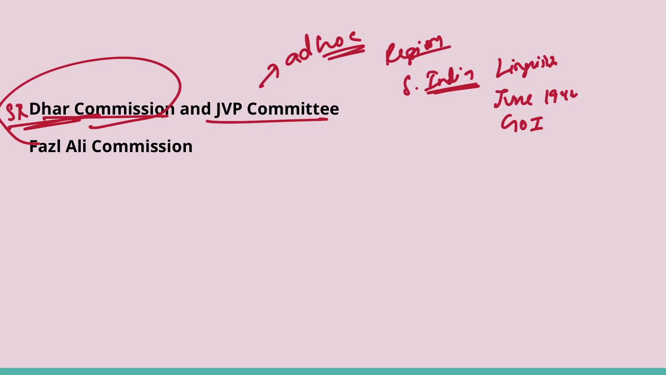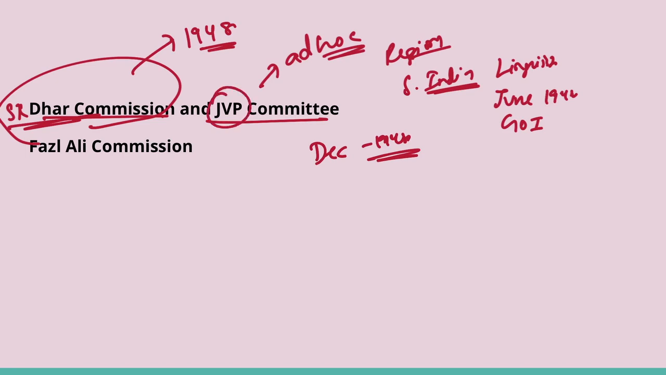The commission submitted its report in 1948 and recommended the reorganization of states on the basis of administrative convenience rather than linguistic factors. This created displeasure and led to the appointment of another Linguistic Provinces Committee by the Congress in December 1948 itself to examine the whole question afresh. It consisted of Jawaharlal Nehru, Vallabhbhai Patel, and Pattabhi Sitaramayya, and hence it was popularly known as the JVP Committee.